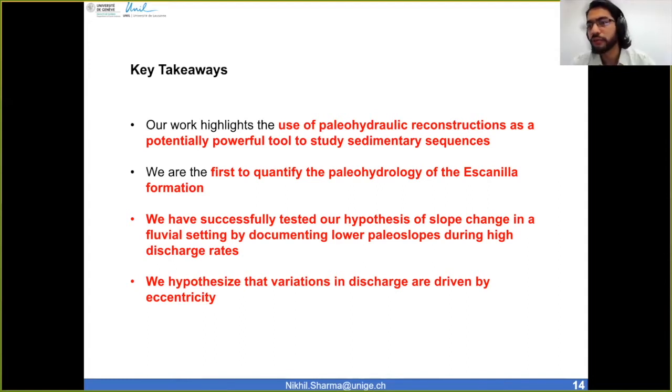Yeah, I'm sorry, I'm not sure if I really understood the question. Can I read it one more time, Nikhil? Yeah, maybe if you read it one more time. Yeah, perfect. So he says, do you see any variations outside of the channelized sandstones to support interpreted variations in paleohydrology or climate? For example, differences in the overbank deposits or the paleosol types.